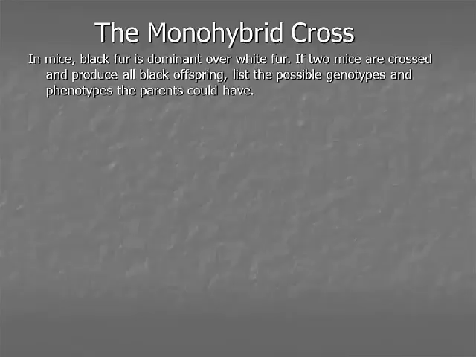In mice, black fur is dominant over white fur. If 2 mice are crossed and produce all black offspring, list the possible genotypes and phenotypes the parents could have. Again, we begin with making our key. Capital B is black. Lowercase b is white. If 2 mice are crossed and produce all black offspring, list the possible genotypes.